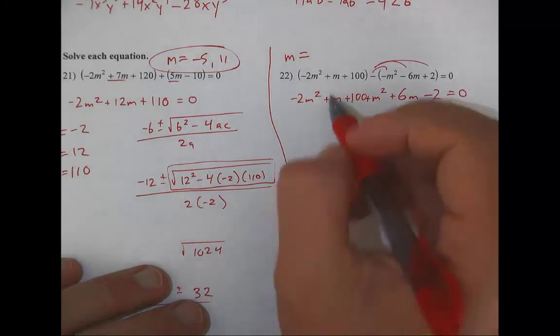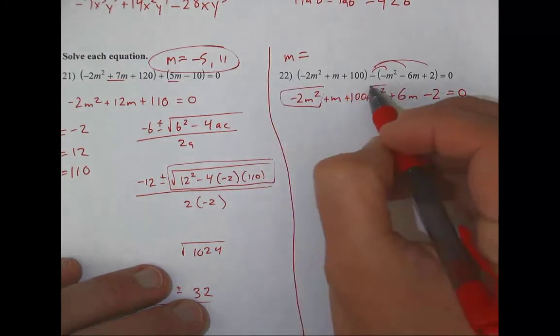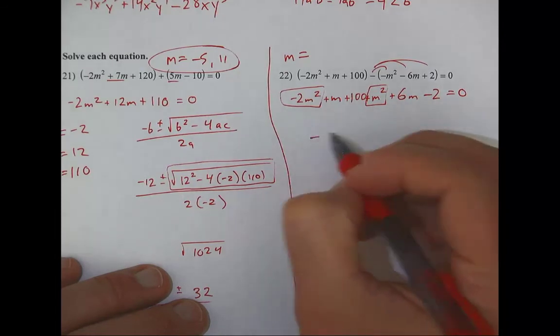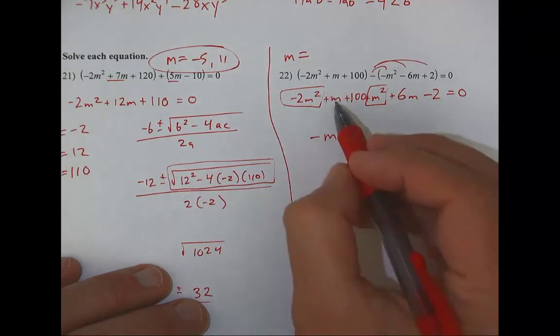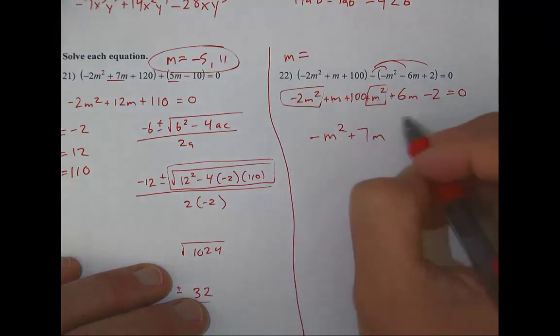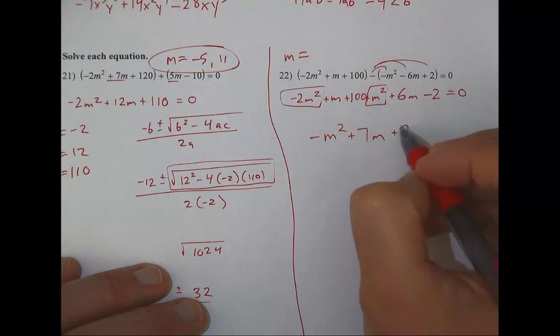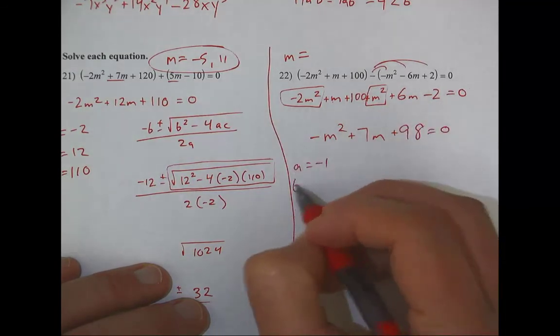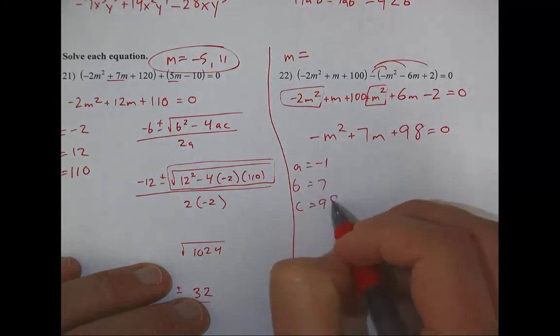All right, I've got a negative 2m squared and an m squared. That's a 1, so negative 2 plus 1. It's negative 1, negative m squared. It's a 1m and a 6m, so 7m. 100 minus 2, positive 98. All right, A is negative 1, B is 7, and C is 98.